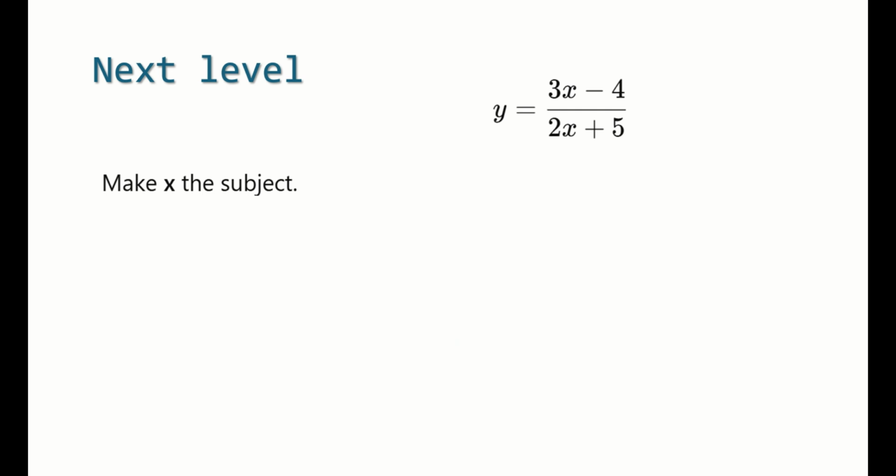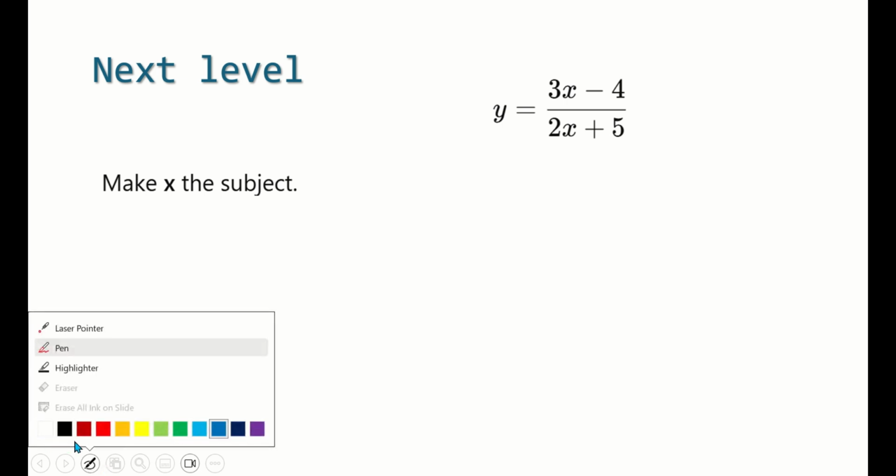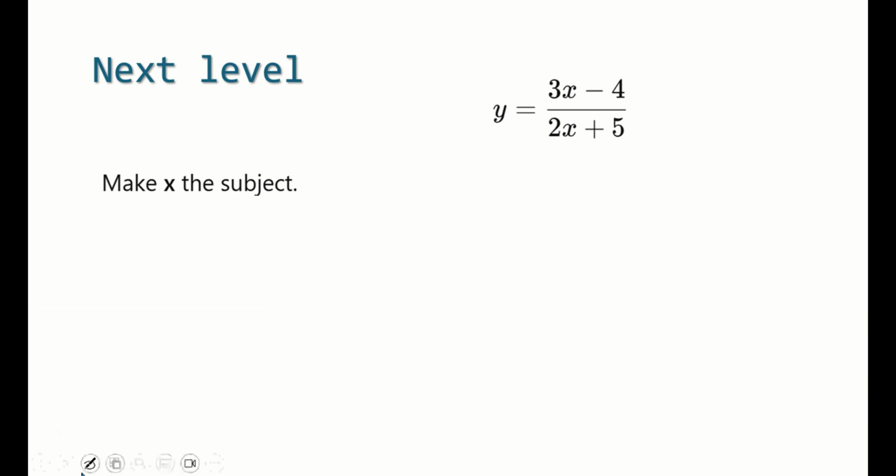And probably this is the next level, how to make X the subject. I want to show you this one. Okay, just take your time to learn about this. This is probably the furthest for you. Let me write y equals 3x minus 4 over 2x plus 5. First of all, I want to multiply both sides by the denominator of the right side. We can do that, right?